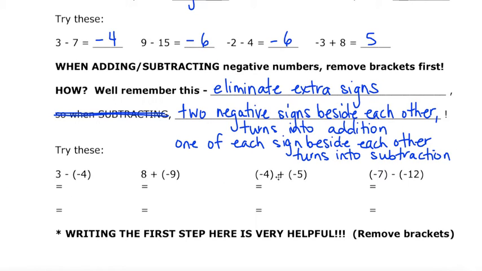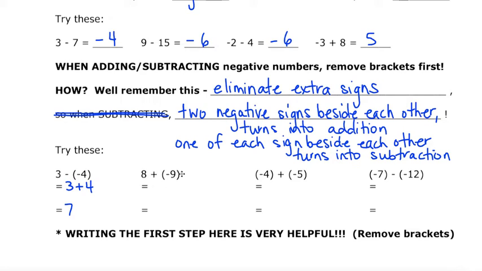So when we take a look at these examples now, we are going to write 3. That's our very first number. I have two minus signs directly beside each other, so that turns into a positive. So I have 3 plus 4, and that gives me 7.